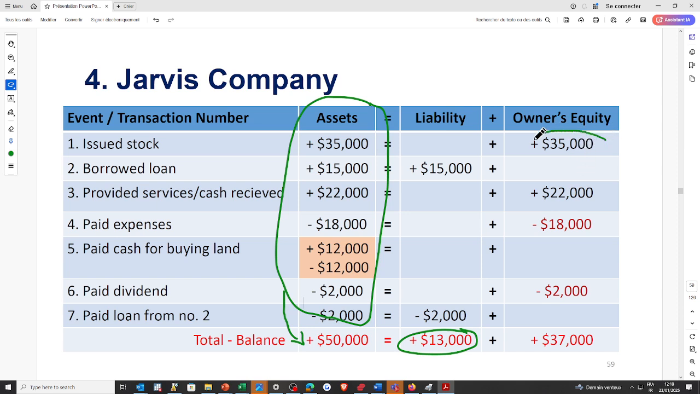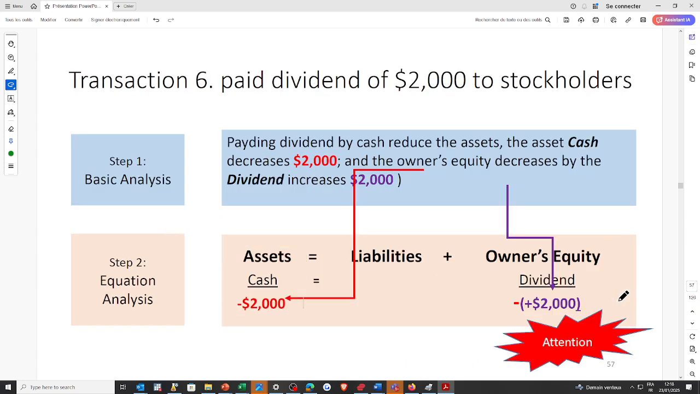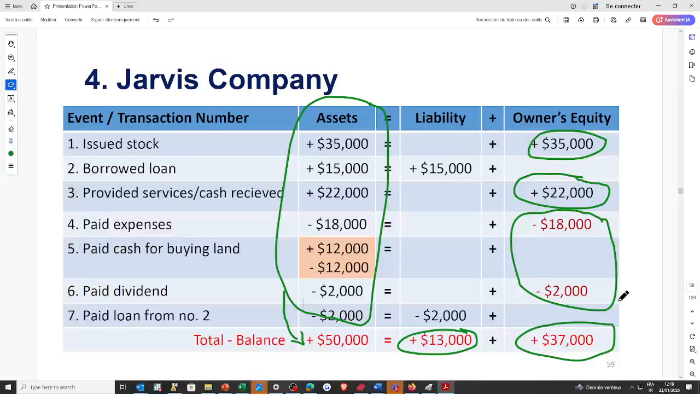At the beginning they invest 35,000, and after that they receive the revenue of 22,000. However, they also paid the dividends, so that's the reason why we have this transaction, right? And finally the total amount is 37,000, right? So I hope that you will see it very well. Okay, this is a dividend. Okay, so that is the final answer for our exercise number 4.